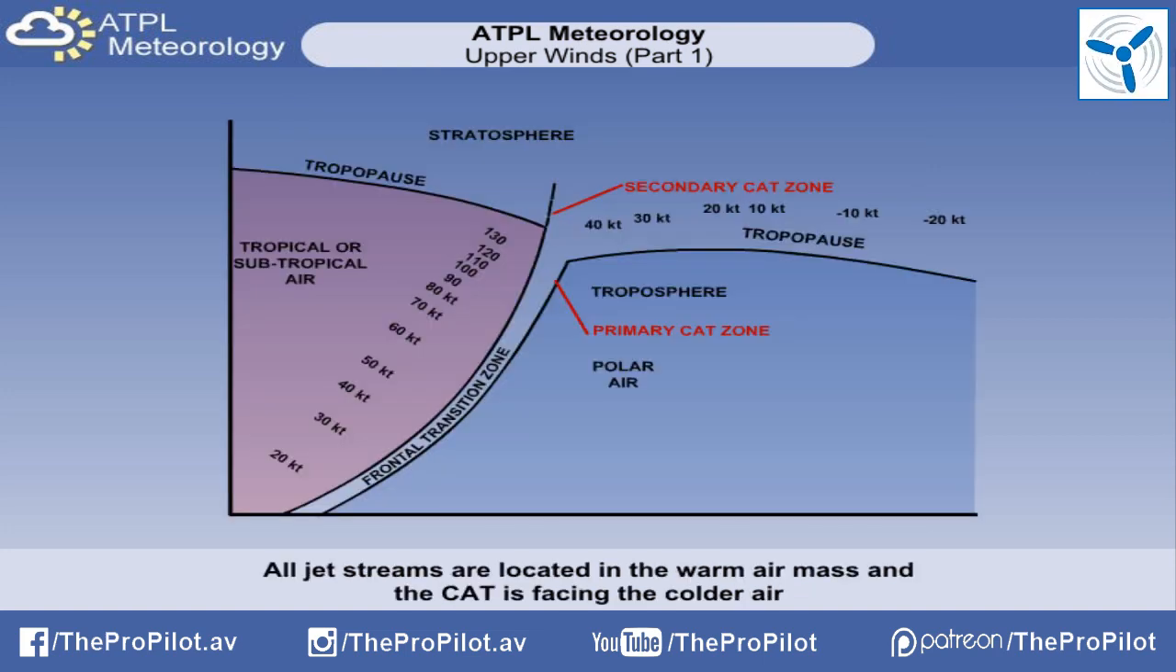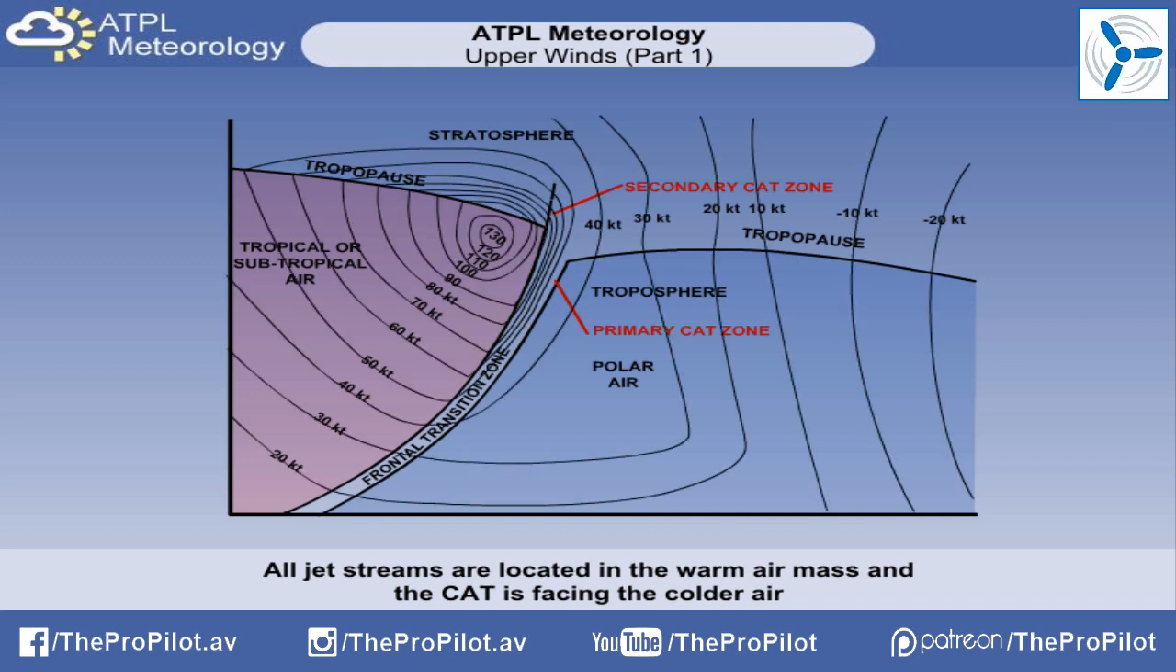If we look at a jet stream in cross-section, we can see the thin black lines. These are isotachs, which join lines of equal speed. Notice that the core is identified by the highest isotach values. If we look at the core, notice that it's found just beneath the tropopause and in the warmer of the air masses. The point at which the isotachs are closest together marks the greatest change in speed. Therefore, the potential location of clear air turbulence, or CAT.